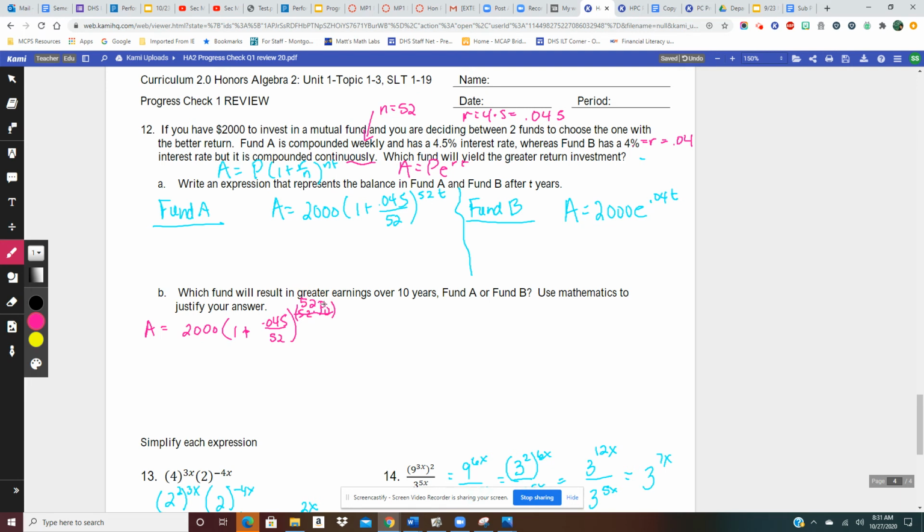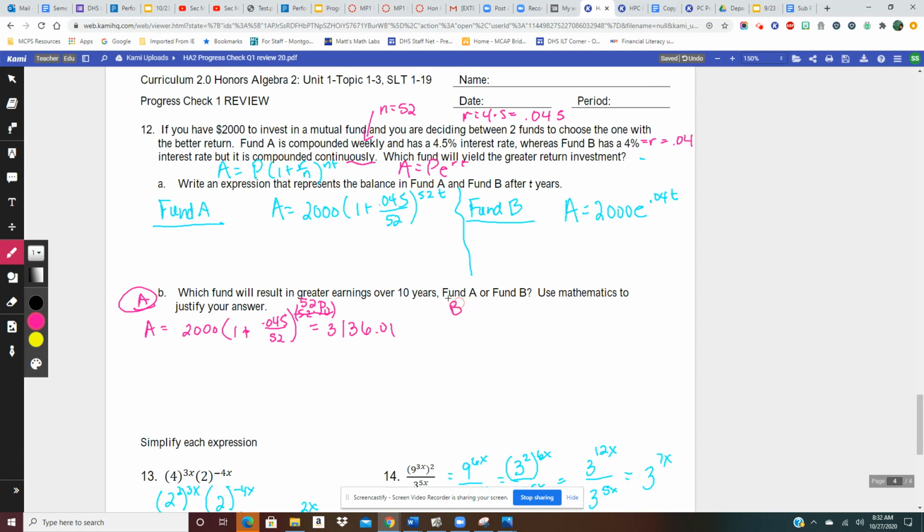Okay, so I'm going to put that in my calculator. 2,000 parentheses 1 plus 0.045 divided by 52 parentheses exponent 520. So my answer is 3,136. Okay, that is 0.01. I'm going with money. Okay, and then Fund B, this is for Fund A.